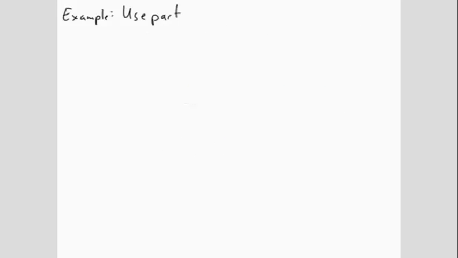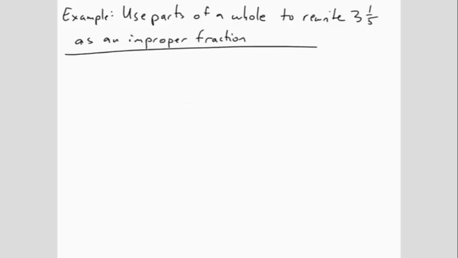So 15/4 is the same as 3 3/4. Example: use parts of a whole to rewrite 3 1/5 as an improper fraction. This is the same basic idea of the previous section, except we're going in the opposite direction. We will start out by drawing the picture.